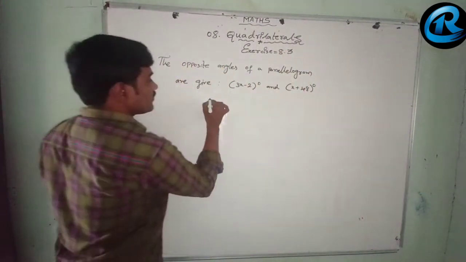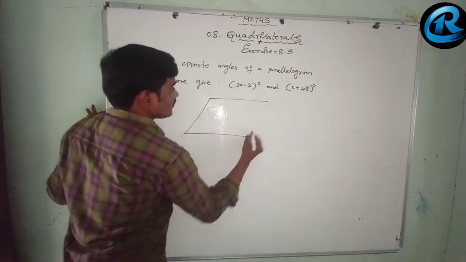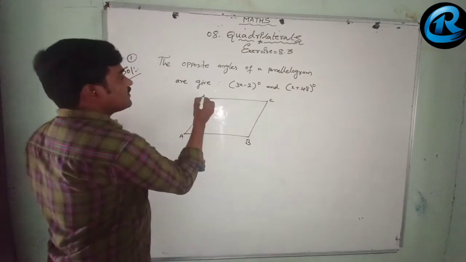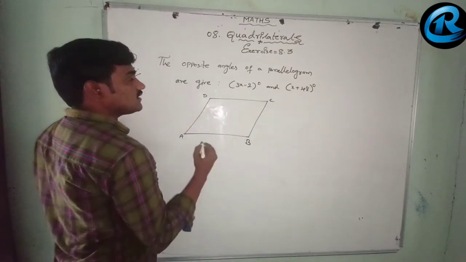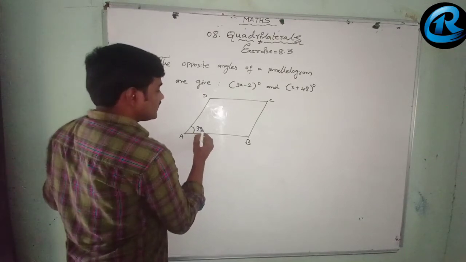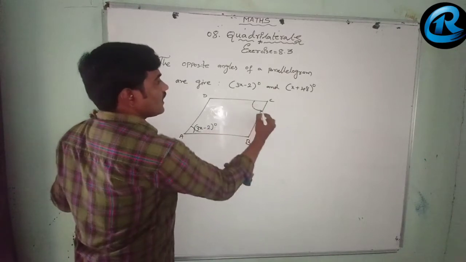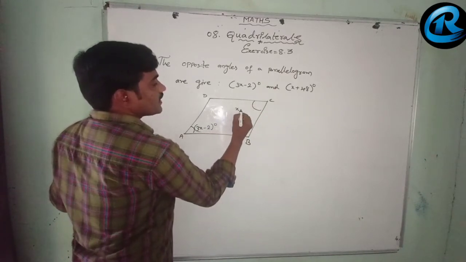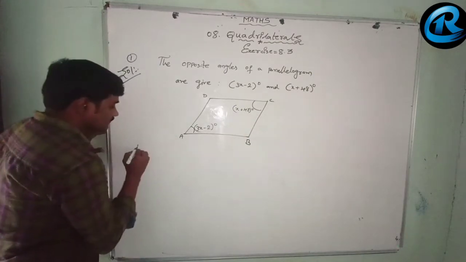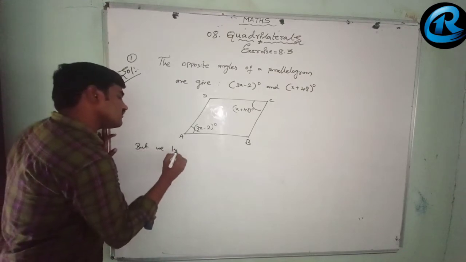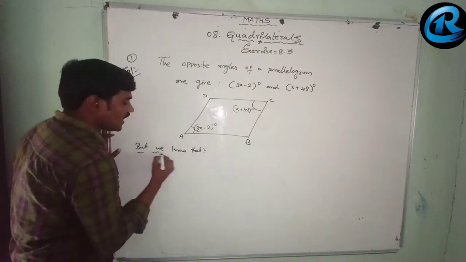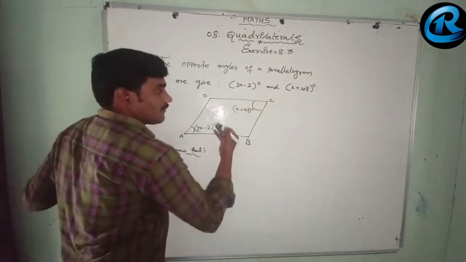Let us draw a parallelogram here once. So this is a parallelogram, suppose ABCD. Here ABCD is a parallelogram. Let us write the two angles of the parallelogram, suppose here 3x minus 2 degrees and here x plus 48 degrees. These are the opposite angles. But we know that the opposite angles of a parallelogram are equal.